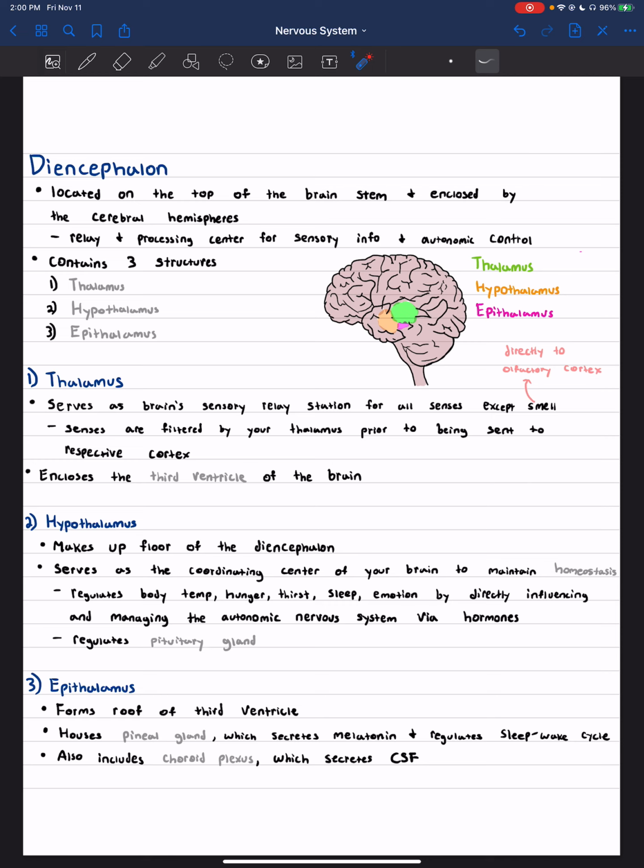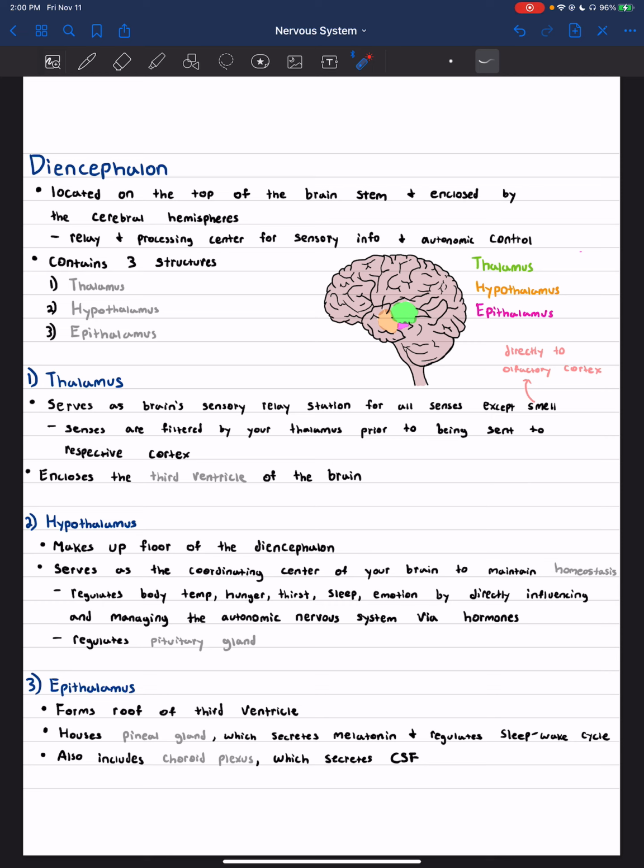Your hypothalamus makes up the floor of your diencephalon, and it serves as the coordinating center for your brain, and it maintains homeostasis. Homeostasis is just the neutral state of your body with its most optimal function. So it'll regulate body temperature, hunger, thirst, sleep, emotion, etc. by utilizing hormones to directly influence and manage your autonomic nervous system.